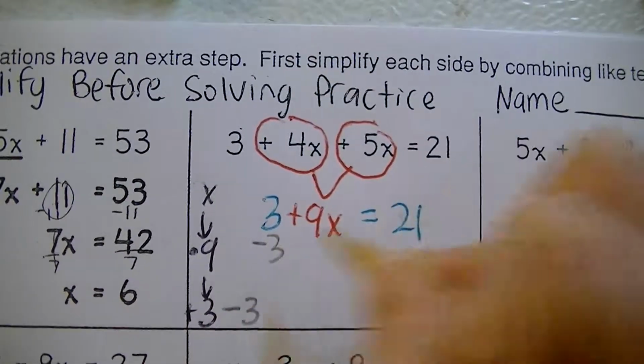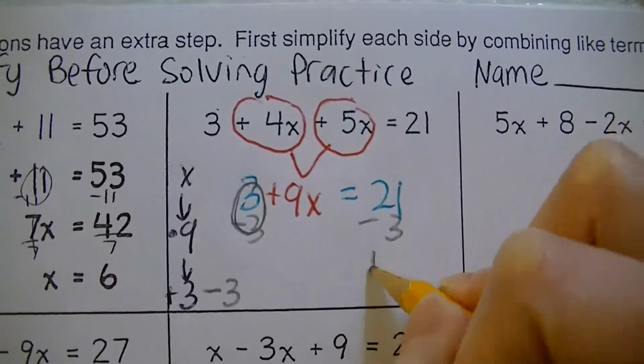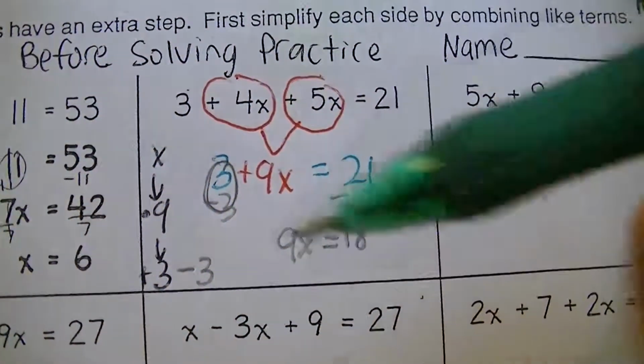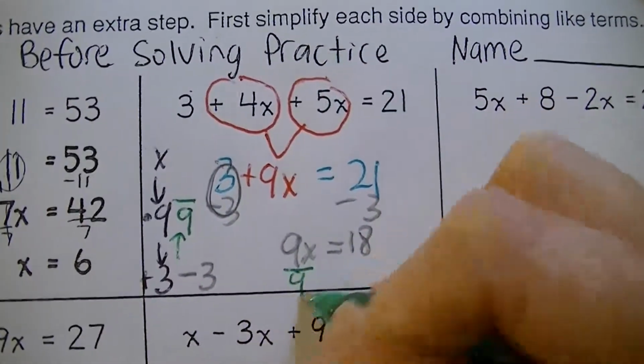And you're going to subtract 3 from both sides of that equal sign. 3 take away 3 is 0. 21 take away 3 is 18. Bring down your equal sign, bring down your 9x. Okay, now go on back up. The inverse operation of timesing by 9 is to divide by 9, and you're going to do that to both sides of that equal sign.